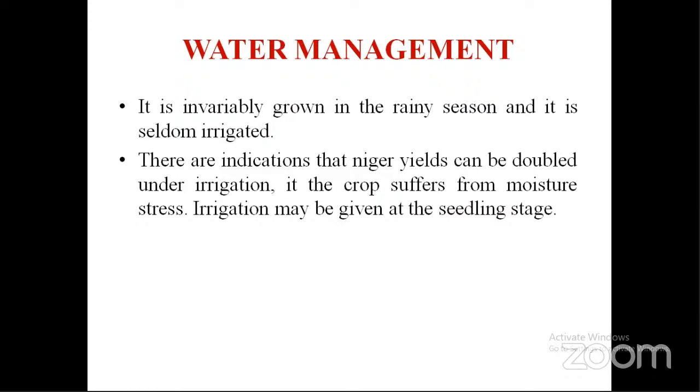Generally, this Niger is grown in the Kharif season, that means rainy season. That's why it is seldom irrigated. Seldom irrigated means it is less irrigated or not at all irrigated. But if irrigation facilities are present, productivity can be doubled, because it is grown under only rain-fed conditions. If we give some irrigation, 1 or 2 irrigations, productivity can be increased and doubled also. And irrigation may be given at the seedling stage. During the establishment stage, one irrigation is necessary.